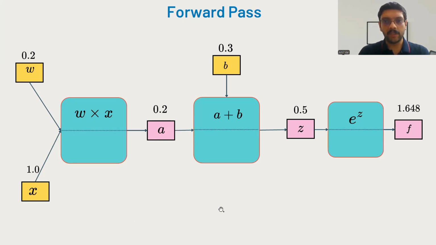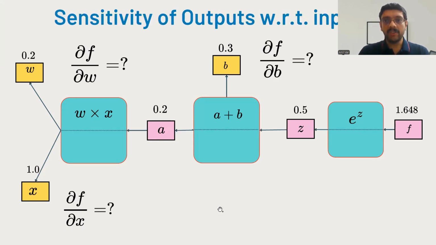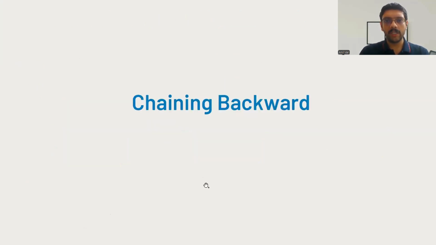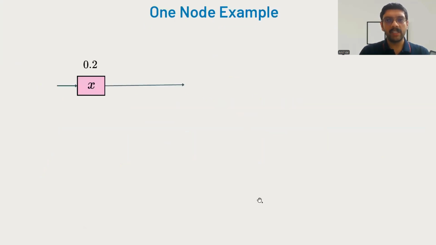Now, the next piece of this puzzle is, can we compute the sensitivity of the output of this computational graph with respect to its inputs? So in this case, the derivative of f with respect to w, x, and b. And this is kind of how automatic differentiation in an Autograd system is set up, right? It's designed that once you do your forward pass for those set of values, you're trying to find the sensitivity of the output with respect to the inputs. So let's look at a simple example first, and we'll see how, using the chain rule, we can achieve this.